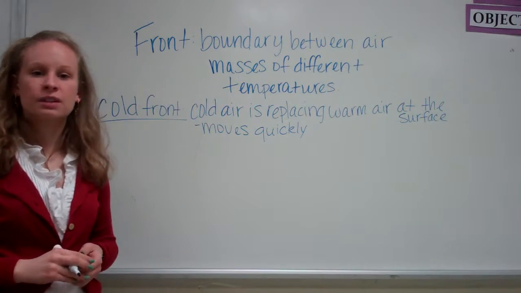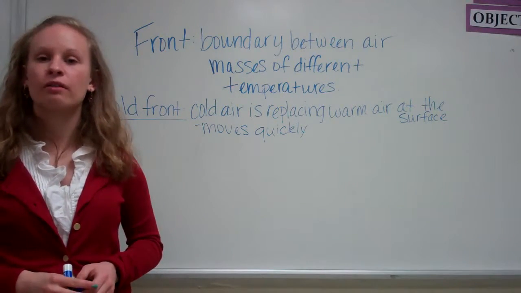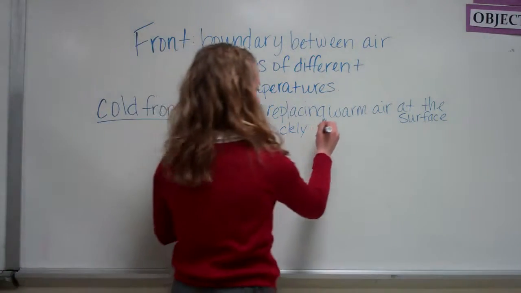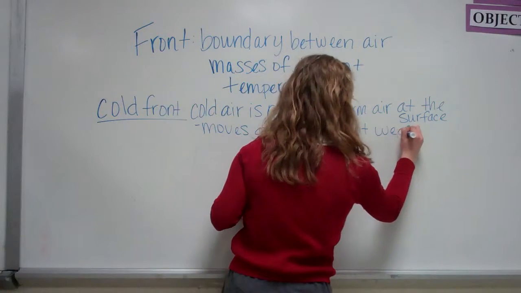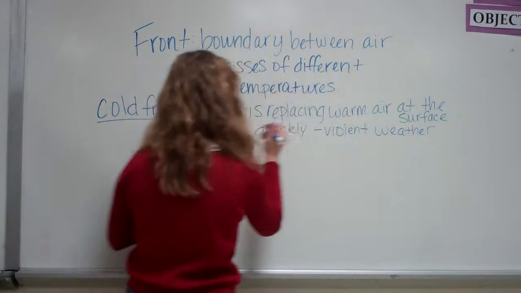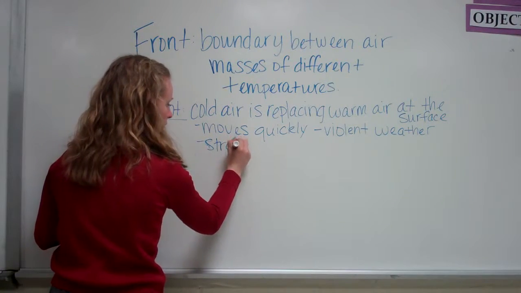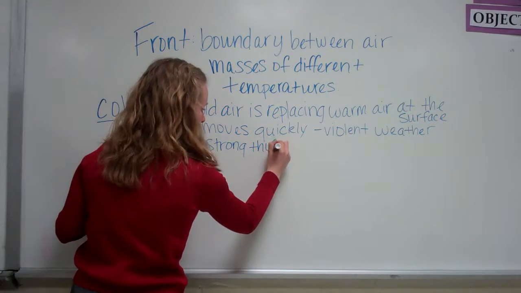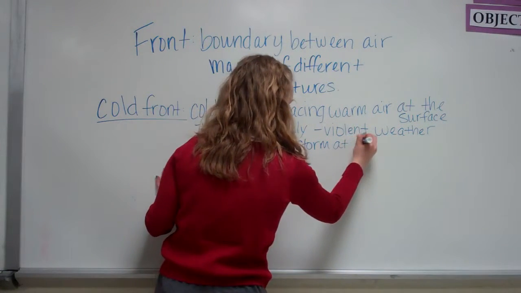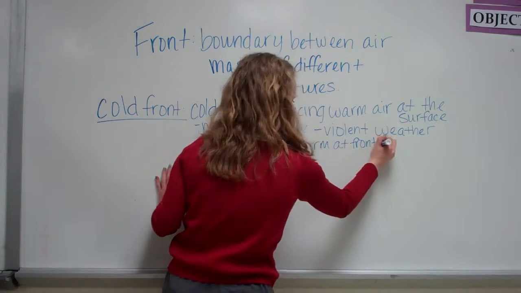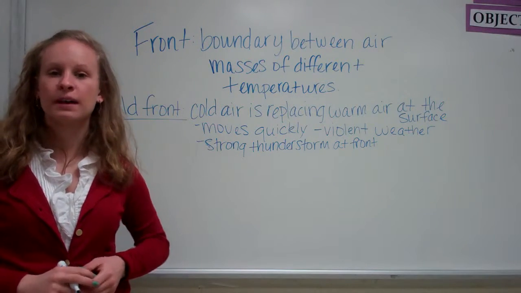Okay, as a result of this, we are going to see violent weather, most likely strong thunderstorms, at the head of our cold front. Okay, so at the front of our cold front, we're going to see a strong thunderstorm. So that's our cold front, cold air mass moving very quickly.